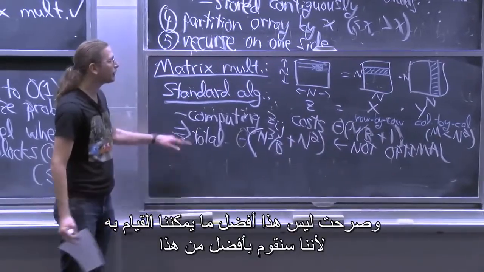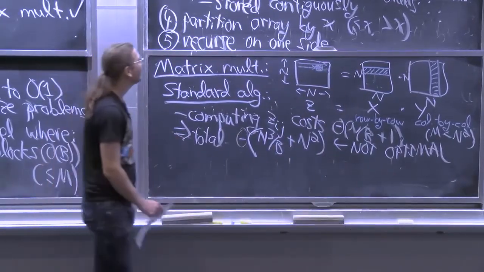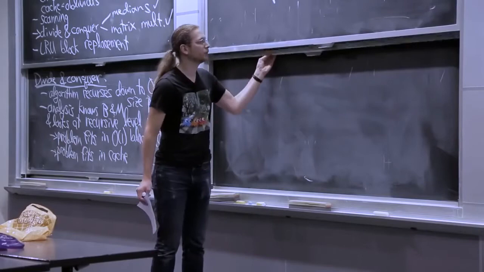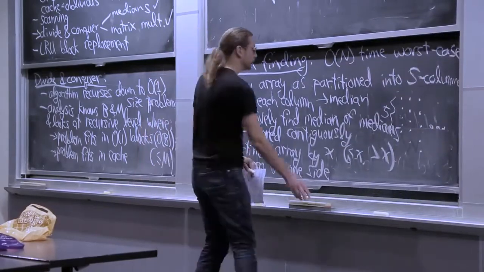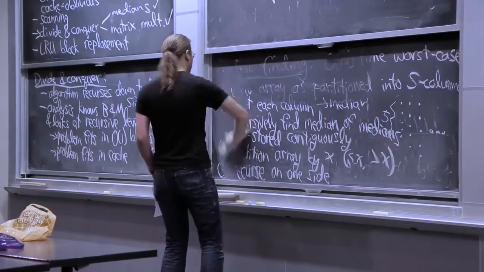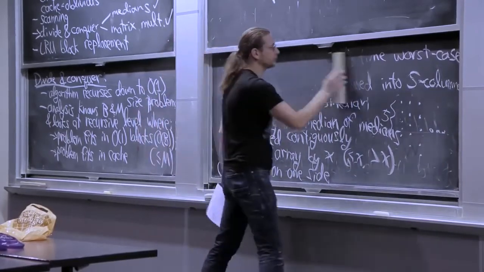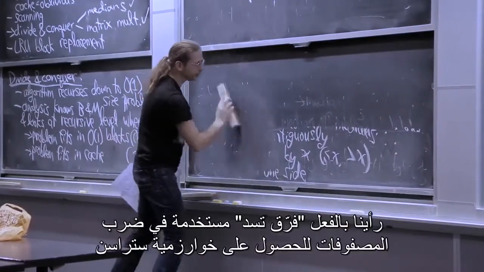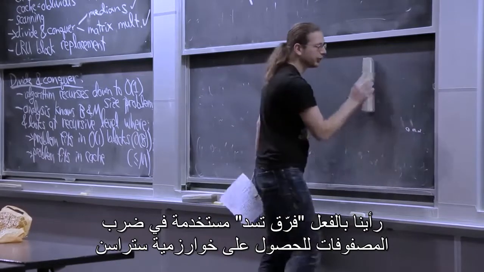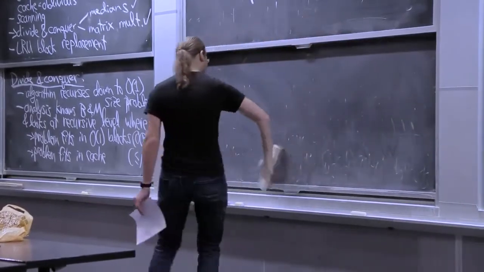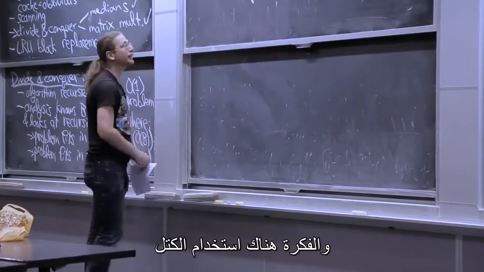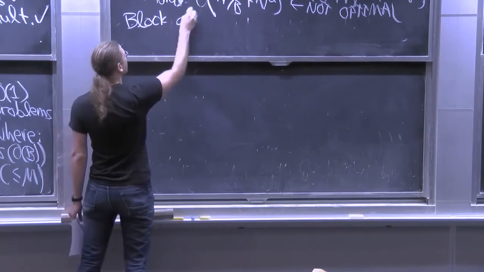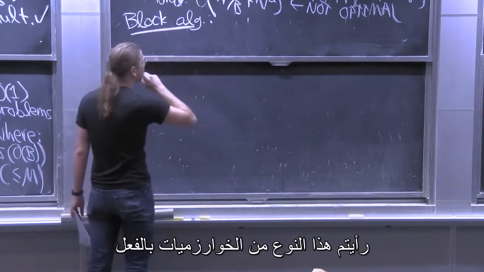OK? And I claim this is not the best you can do, because we're going to do better. And we're going to do better by divide and conquer. Now, you've already seen divide and conquer used for matrix multiplication to get Strassen's algorithm. And the idea there is to use blocks. So this is sort of an algorithm you've already seen.